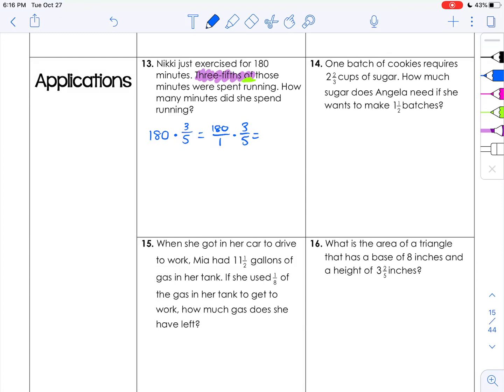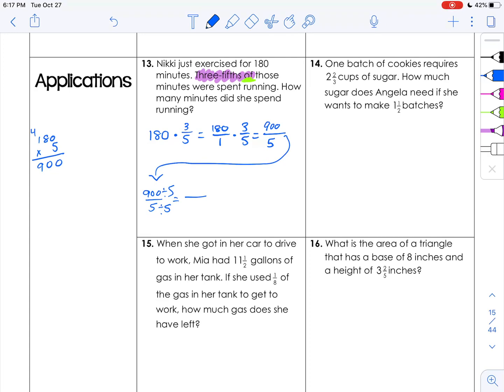Then we can multiply our numerators together, 180 times 3. And if you need to, you can come to the side and multiply that out. We don't want to use a calculator for this part. And we get 900. And then multiplying our denominators, 1 times 5 is 5. From here, 900 over 5 can be simplified. 5 will divide evenly into both of those.